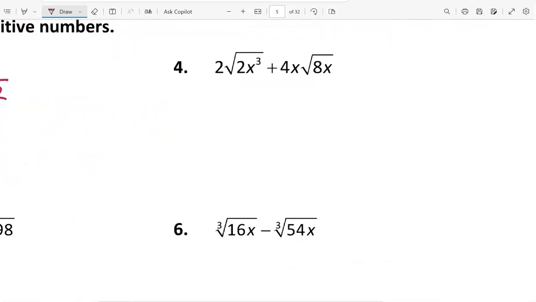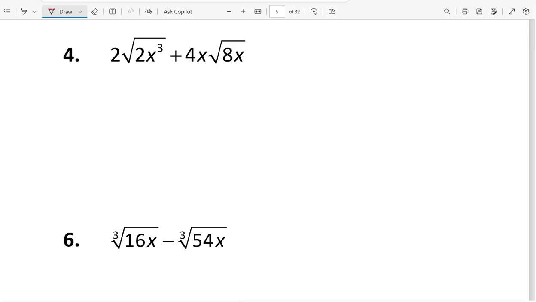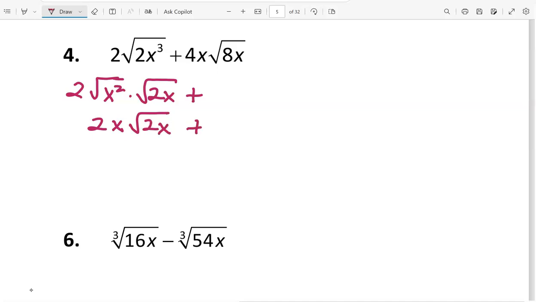In number 4, we now have a variable expression that we need to simplify. And inside the first radical, we do have a perfect square factor. And that perfect square factor is x squared. And that leaves us with a 2x. So simplifying the first term, we just have 2x times the square root of 2x. Now let's simplify the second term.